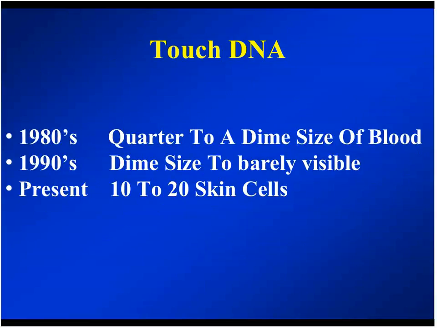Back in the 1980s, if you were to give a biological sample, such as blood, the size of a quarter or a dime, the forensic laboratory would be able to provide you a DNA profile. In the 90s, through technology and advancements in instrumentation, we were able to reduce that size from a dime to barely visible. Currently today, touch DNA, 10 to 20 skin cells, it's possible to give you a DNA profile.